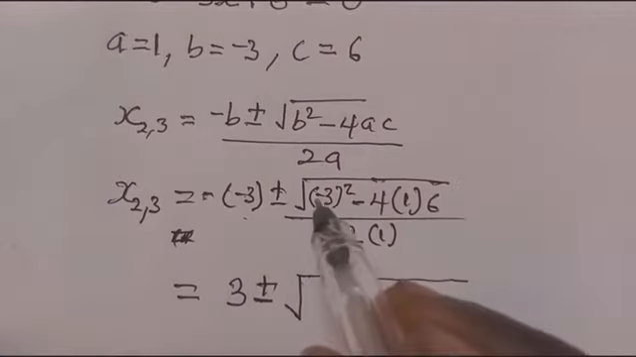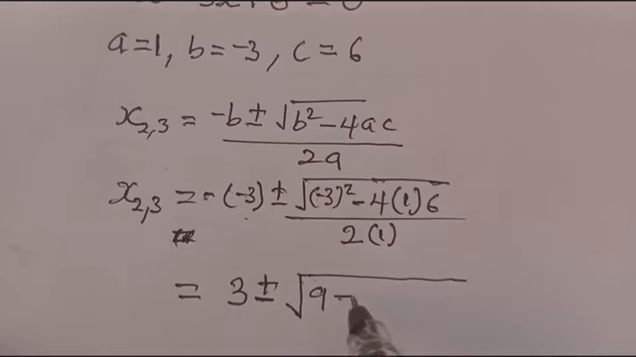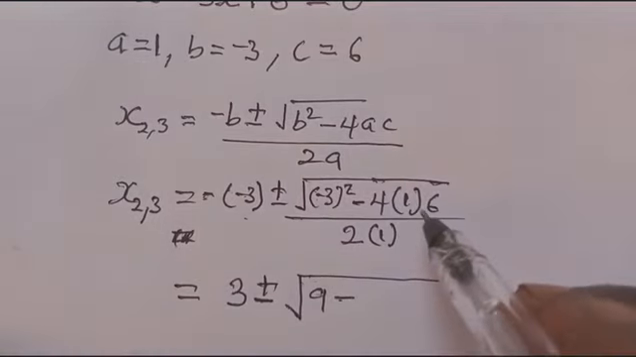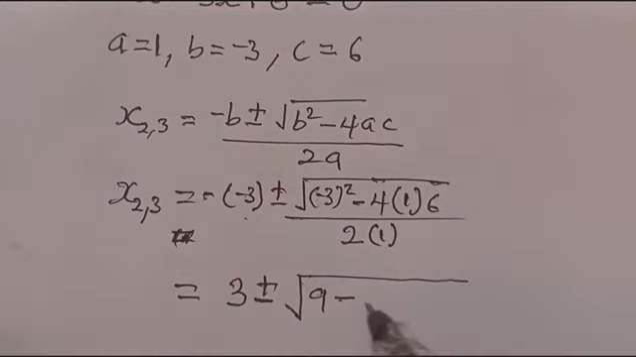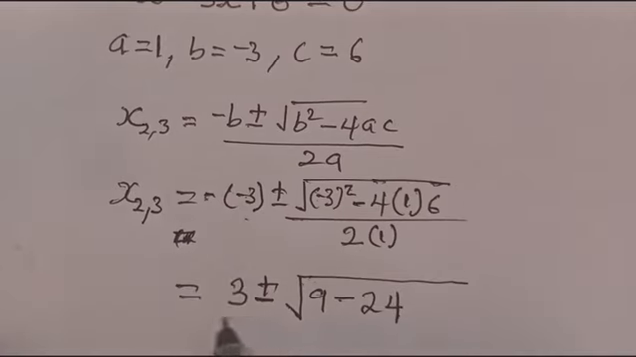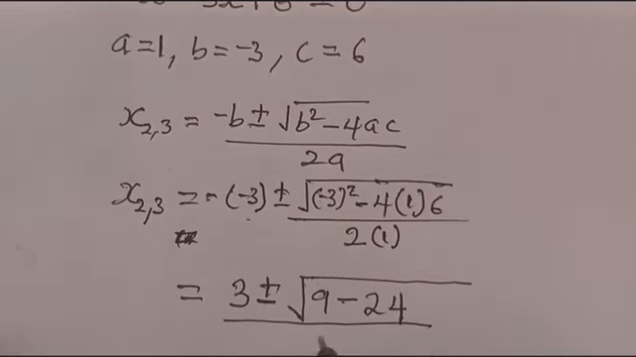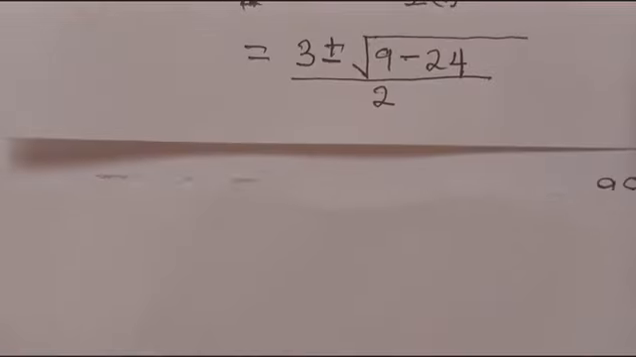Okay, since this gives us plus minus, we can easily say here minus 3 raised to the power of 2, that gives us 9. Then minus 4 times 1 times 6, that's 24. Divided by 2. Okay, so we can continue.